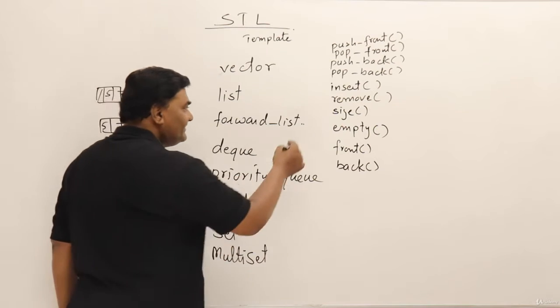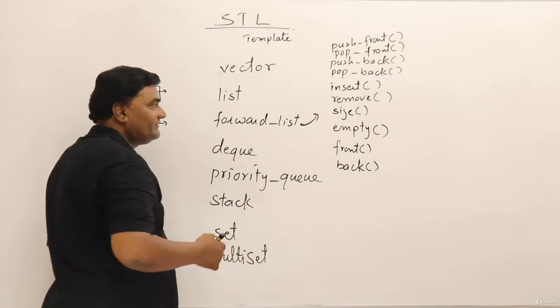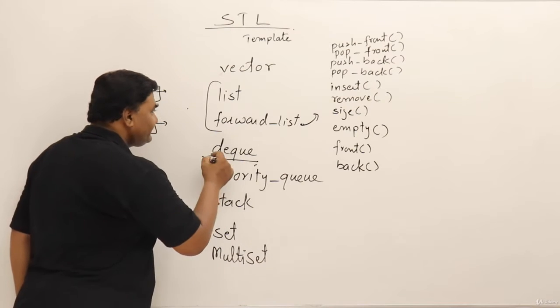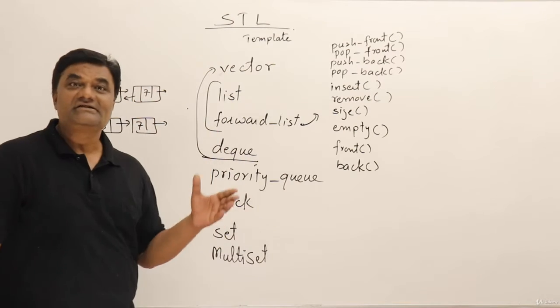And what are the methods? Same set of methods are available in this. So these two are linked list. Now next, deque. Deque is same as vector, meaning it's an array only.